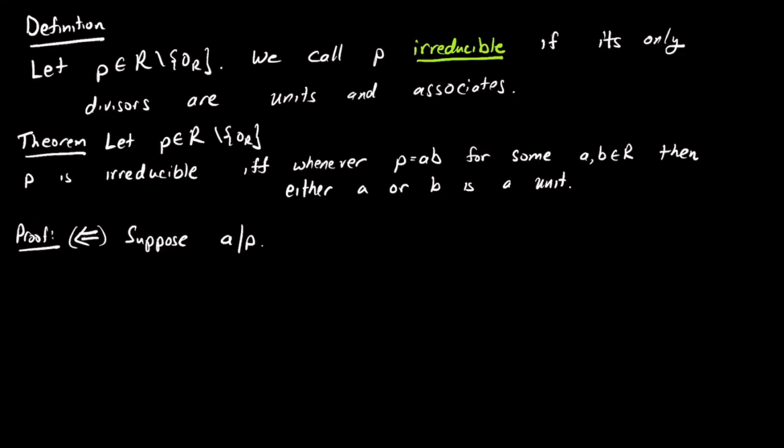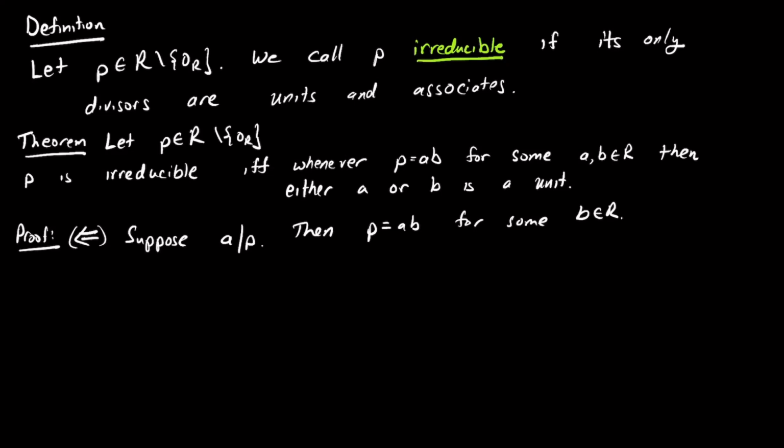And finally, we'll go in the backwards direction. Our goal now is to show that if I have a divisor of P, then that divisor is either an associate or a unit. I want to show that if P has this property on the right-hand side, then P is irreducible. So I want to take a divisor. Suppose A divides P, and my goal is to show that A is either a unit or an associate. Then I can say that P is equal to A times B for some ring element B in R.